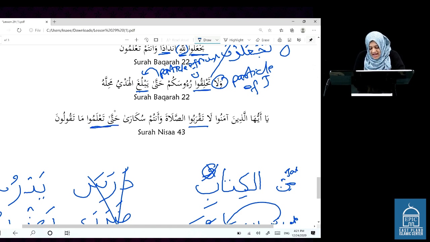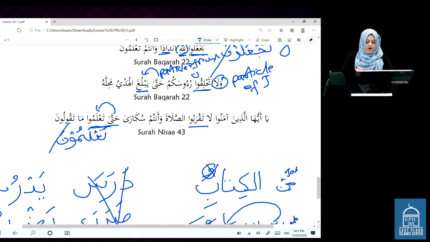Hatta ta'lamu. It was ta'lamuna. Hatta came, knocked out the noon and made it ta'lamu. The waw is just to indicate to you that it's actually a plural. Otherwise it does not mean anything else. Hatta, until you know what you're saying. So this one is a particle of jazm, and this one is a particle of nasab.